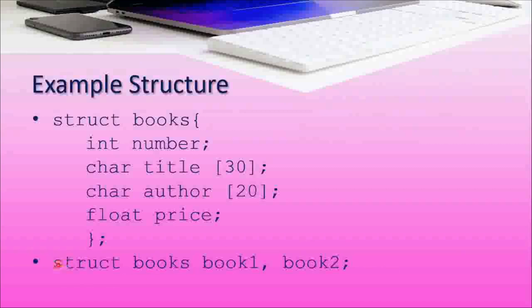So in the variable declaration part we are using struct books. So this is a structure and the name of the structure is books. So struct books, book 1, book 2. This is another way of defining the structure, which is also easily readable. In this case it is easy to understand that book 1 as well as book 2 are of structure type books.